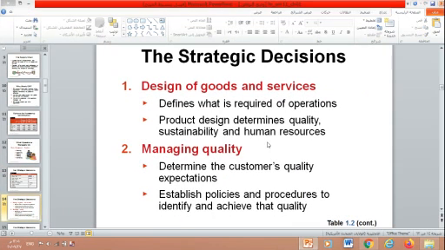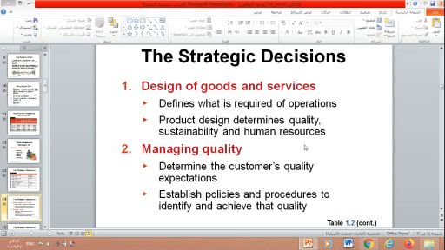Okay, the strategic decisions of operations managers. First, design of goods and services. We want to define what operations are needed or required in order to produce these goods or services. Also to determine the quality needed, the lower limit of costs, and the human resources needed in order to provide goods and services and deliver them to the customers.